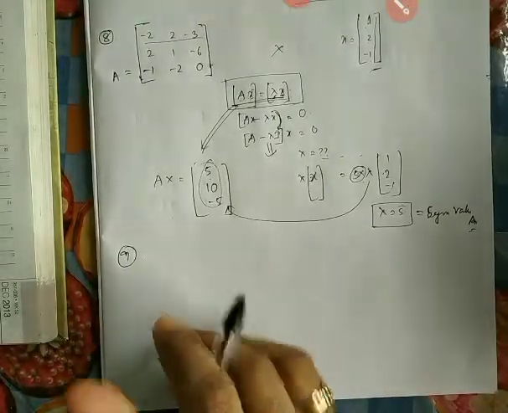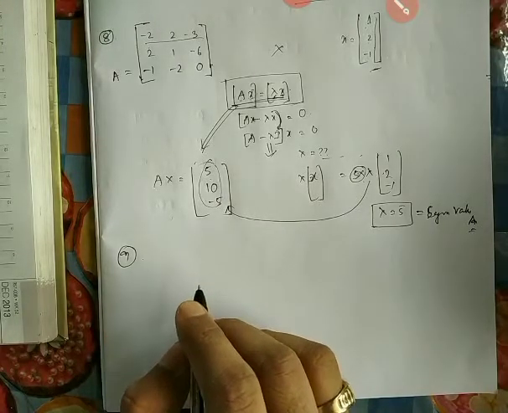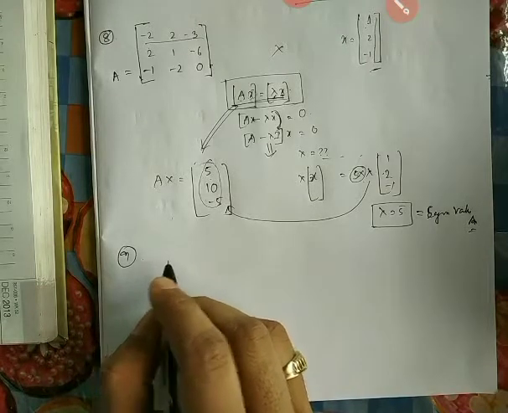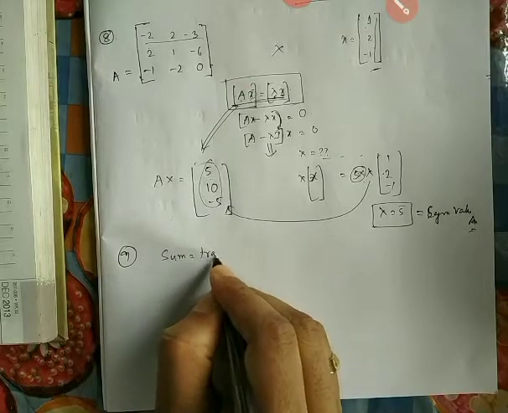In 9, what is asked? The sum of the eigenvalues of this matrix. One matrix is given, and the sum of its eigenvalues. This is a standard formula, the properties of eigenvalues. You remember all the properties. Here I am writing only 2. There are lots of other properties.